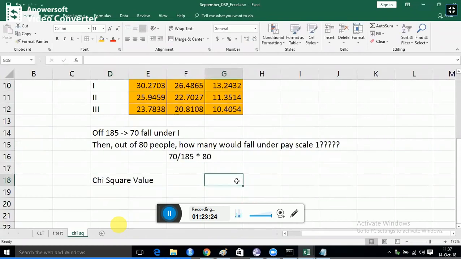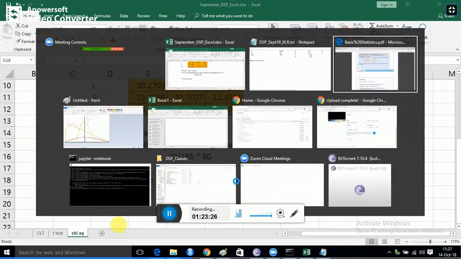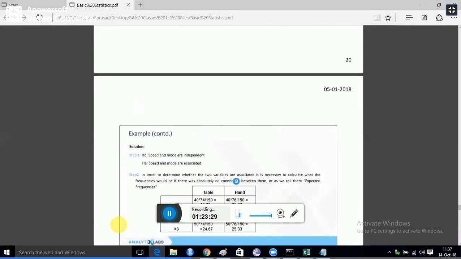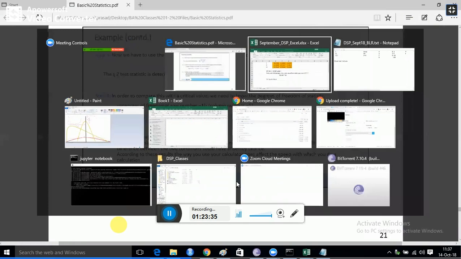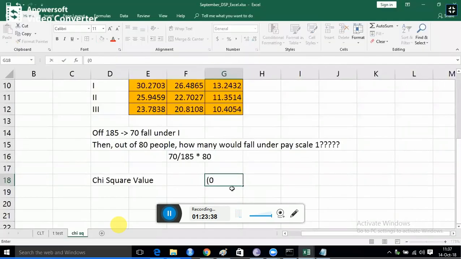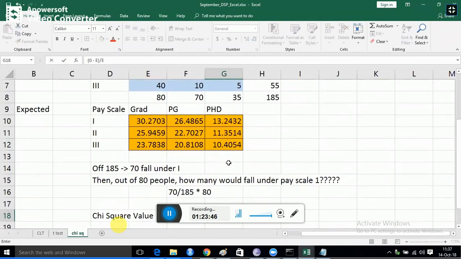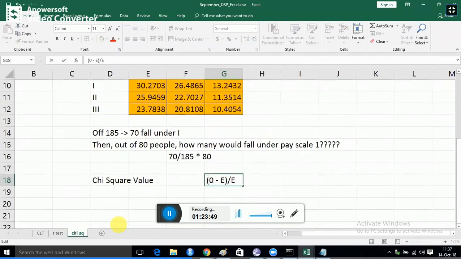And the formula is here: observed minus expected by observed, I guess. Let me confirm that. Yes. Observed minus expected, divided by expected. Right? I hope that formula is clear. So this is the overall sum over all the values. That's your chi-squared value. Is that clear? Everyone? I hope everyone is able to understand what I have done here, right?